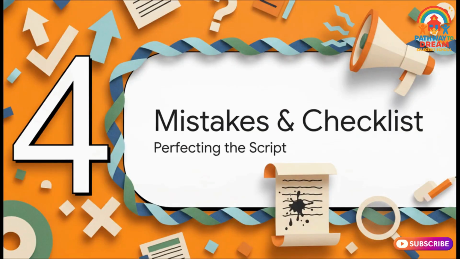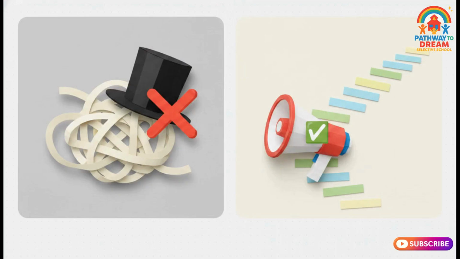Section 4. Mistakes and final checklist. Knowing what to do is important, but knowing what to avoid is often the real secret to high marks. The most frequent mistakes: writing the speech like a formal essay, completely forgetting the audience is even there, presenting ideas without any examples, using long, difficult sentences, and ending without a strong call to action.